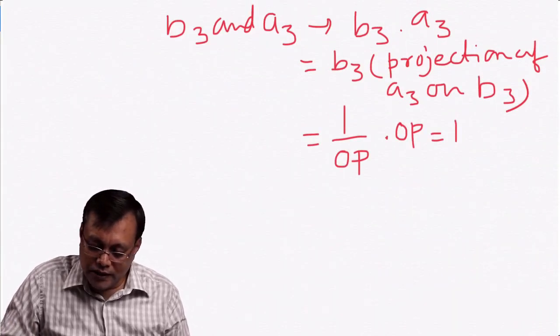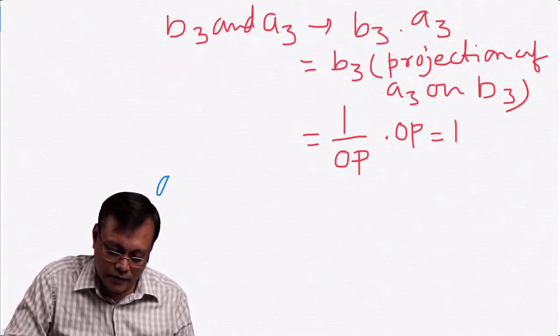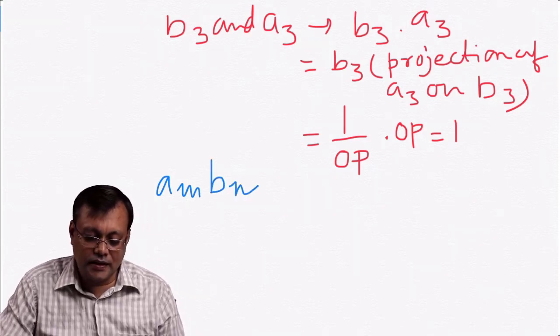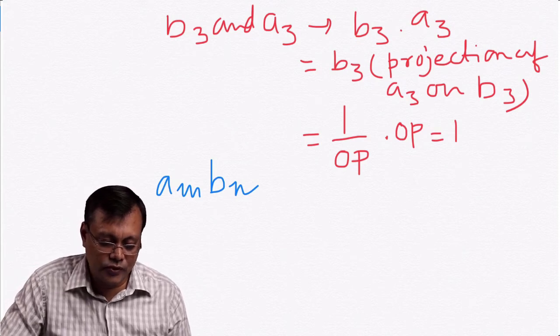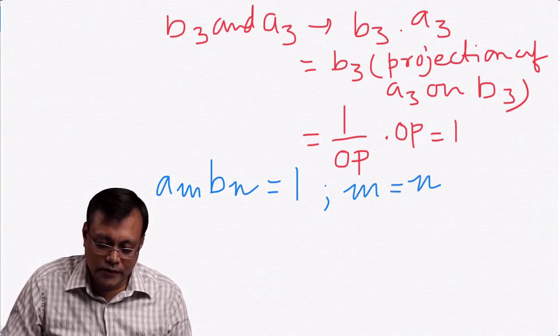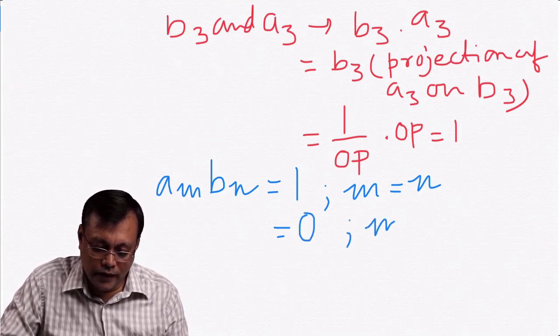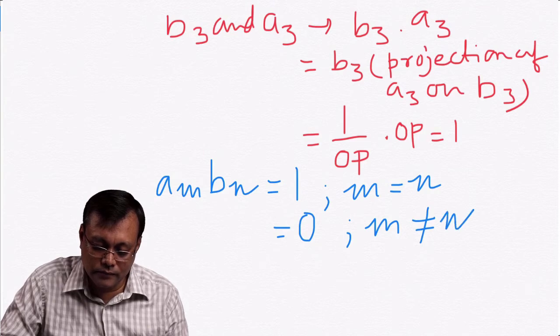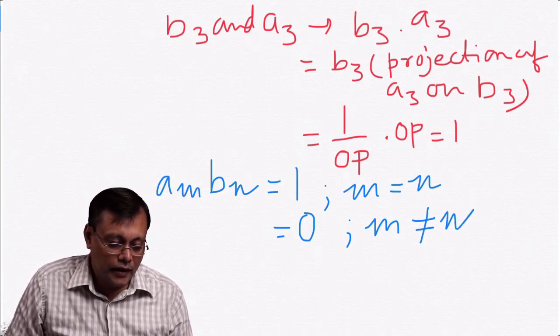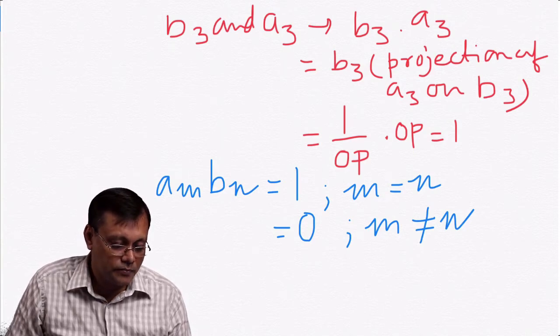Okay, so to generalize this, it will be interesting to write that A_M · B_N, where B is in the reciprocal space and A is in the real space, should always be 1 when M is equal to N. There is no doubt. Or it will be 0 when M is not equal to N. So this is, let's say, a relatively general statement of this principle.